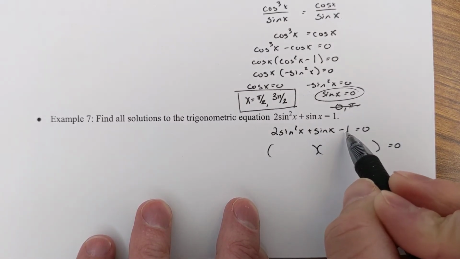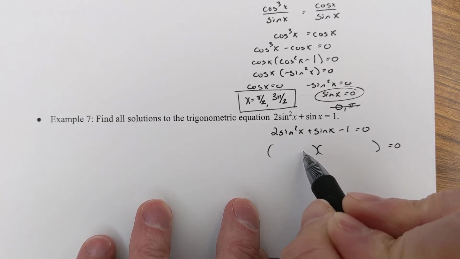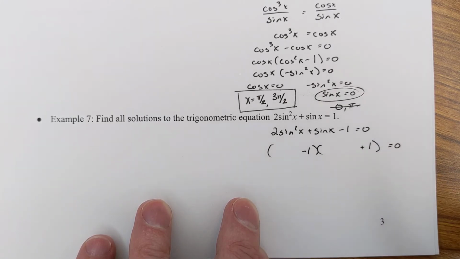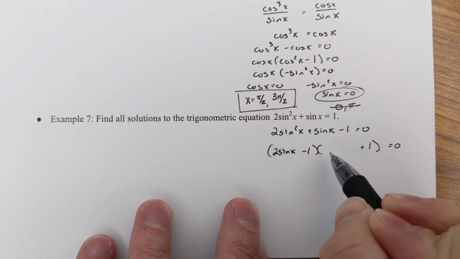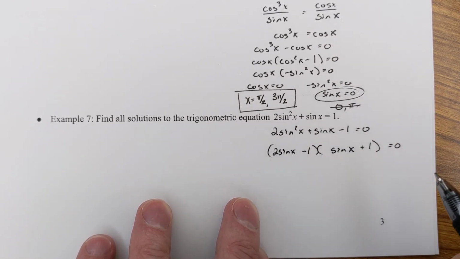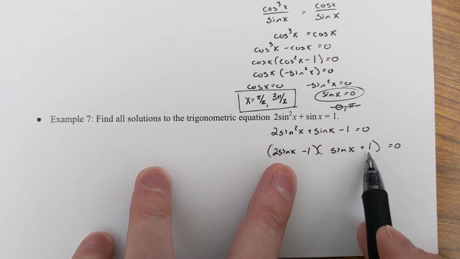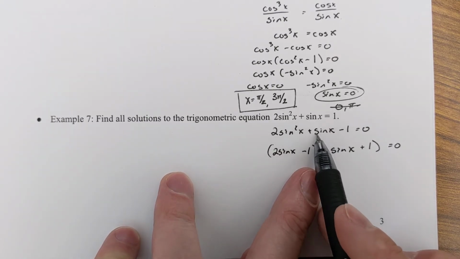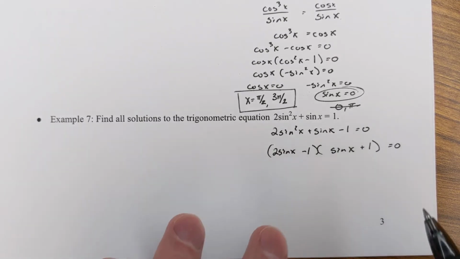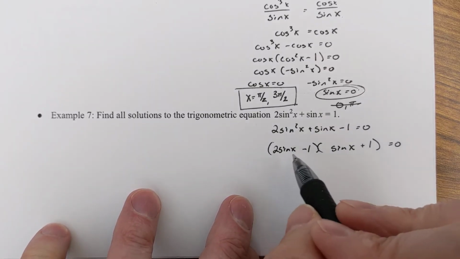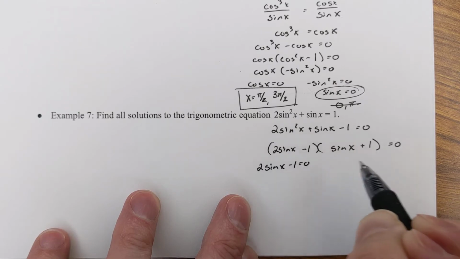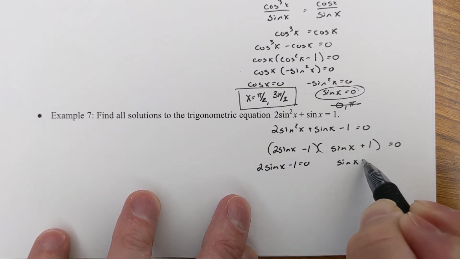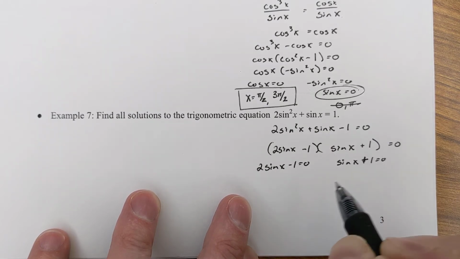So to get -1, I have to have a -1 and a +1. So we'll put 2 sine here, and we'll just put sine here, and check and work. So there's 2 sine squared, there's +2 sine, minus 1 sine would be +1 sine overall, -1. So once again, I have two factors. So I'm going to take my factors separately equal to 0. Oops, +1 equals 0.